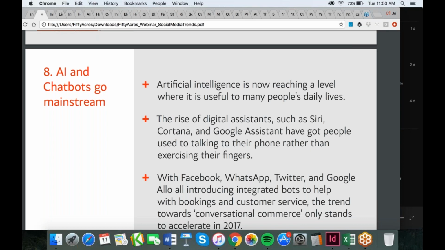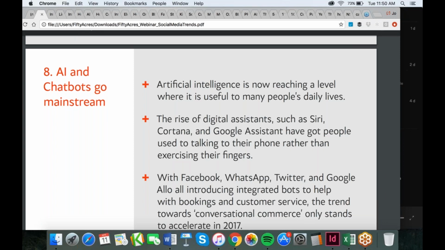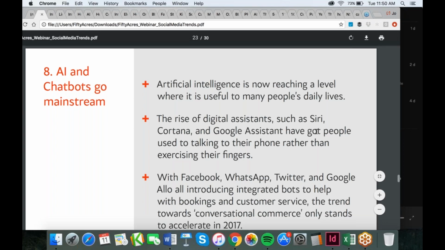Artificial intelligence and chatbots are going to go mainstream. And for some people, AI is just a whole new world. And it is. Artificial intelligence is now reaching a level where it is useful to many people's daily lives. The rise of digital assistants such as Siri, Cortana, and Google Assistant has got people used to talking to their phone rather than exercising their fingers.